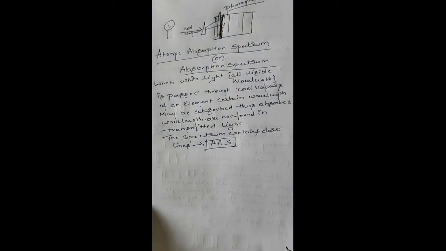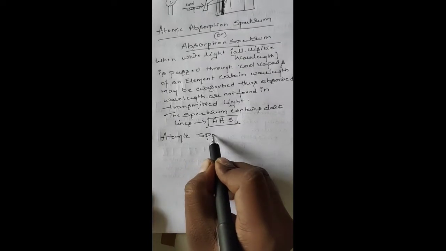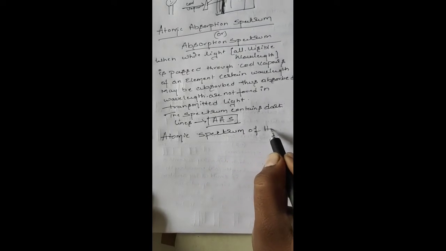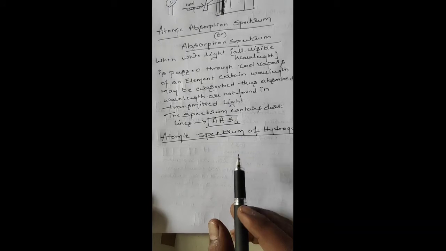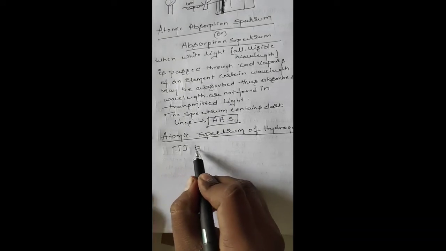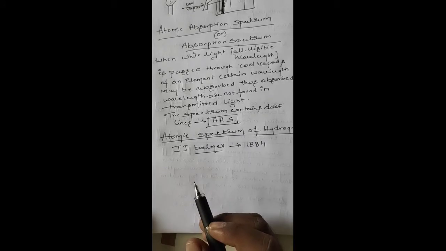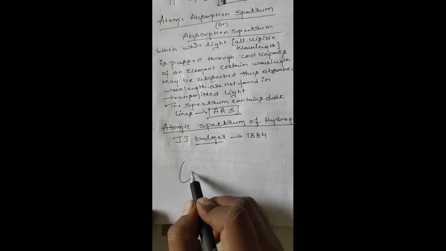Okay, next we are going to study the atomic spectrum of hydrogen. The atomic spectrum of hydrogen was introduced by J.J. Balmer in 1884. What did he do? He took a discharge tube. I think I explained it already in the first class, the discharge tube and the discovery of cathode rays.